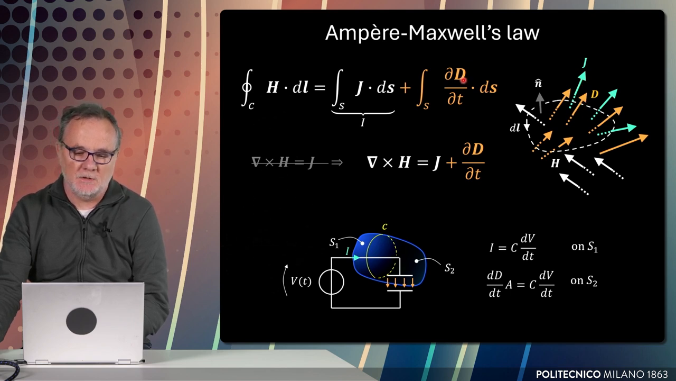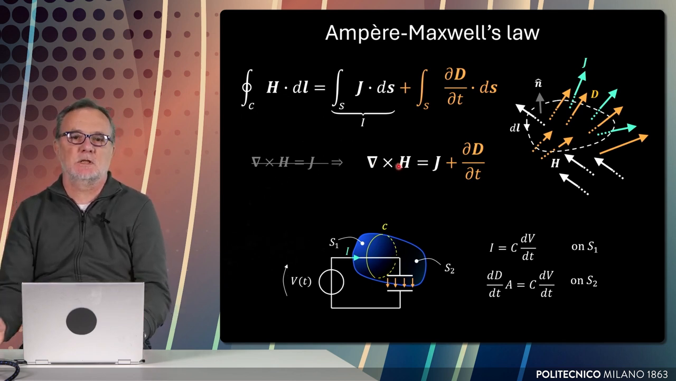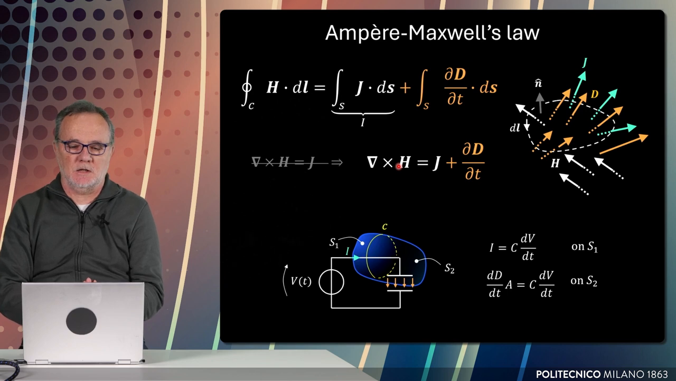At the microscopic level, this means that the curl of H is no longer equal to J, which is Ampere's law, but rather Ampere-Maxwell's law: the curl of H equals J, the current density, plus a term that is the time derivative of the electrical induction.